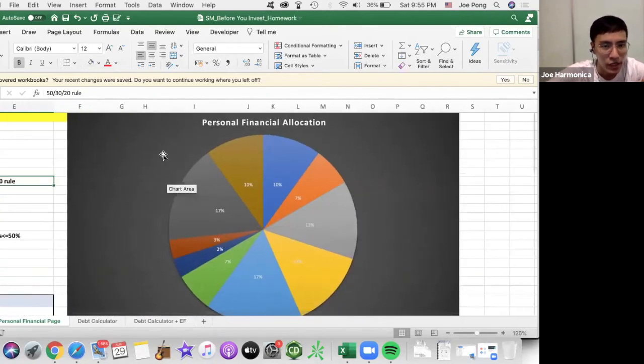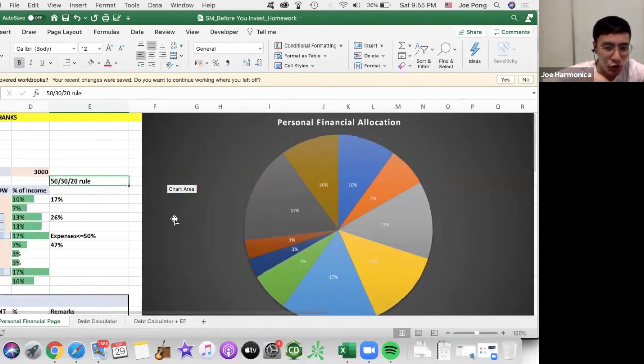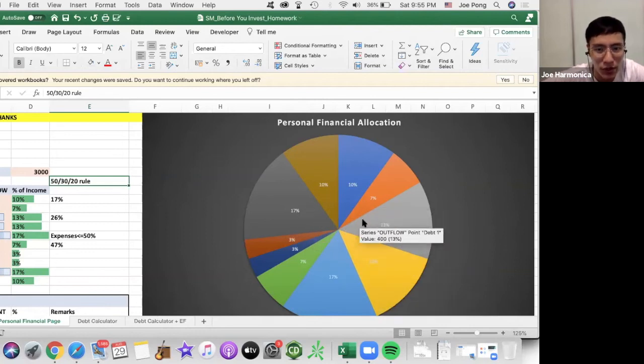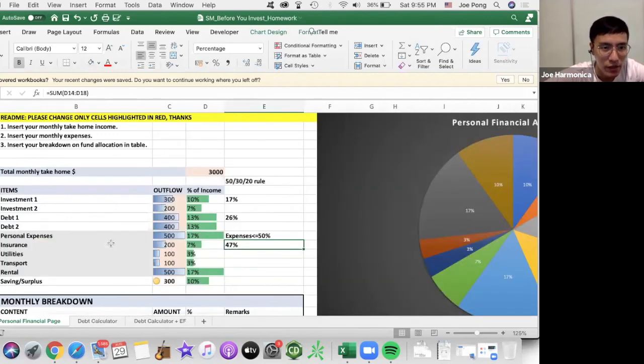All right, and here we have a pie chart. It's more of a visualization for you to know how you are allocating your funds. These are basically generated from the data here. Okay, that's a very brief coverage of this first spreadsheet.